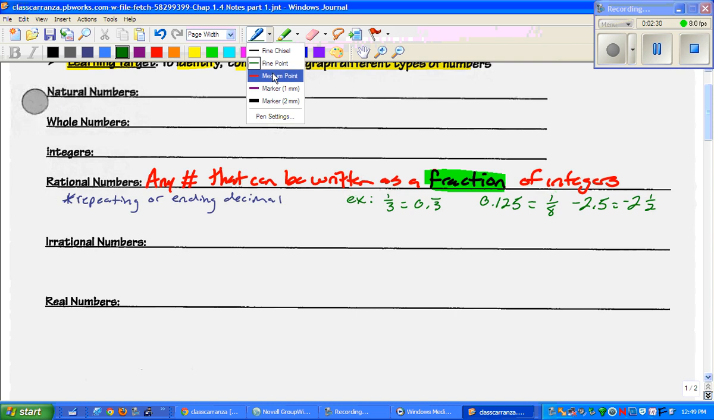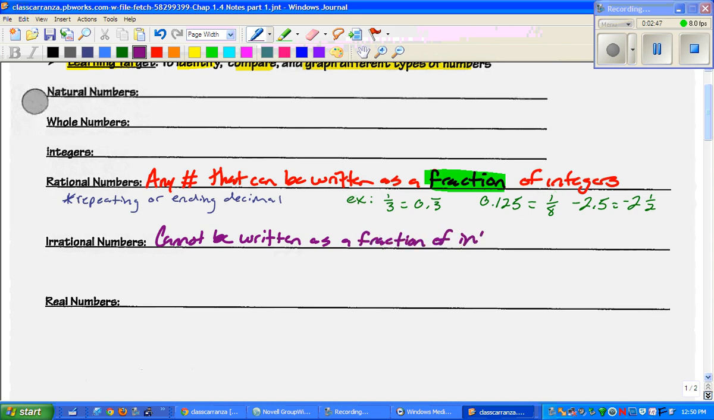Irrational numbers are numbers that cannot be written as a fraction of integers, okay? And this is cannot be written, okay? So here we are talking about non-repeating or non-ending decimals.